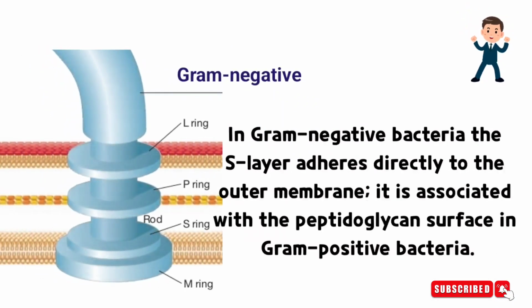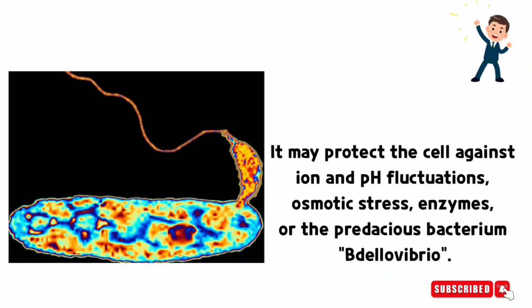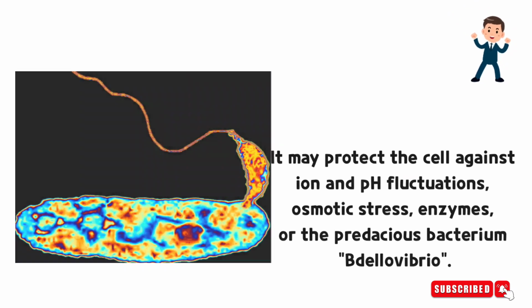In gram-negative bacteria, the S layer adheres directly to the outer membrane. It is associated with the peptidoglycan surface in gram-positive bacteria. It may protect the cell against ion and pH fluctuations, osmotic stress, enzymes, or the predaceous bacterium Bdellovibrio.